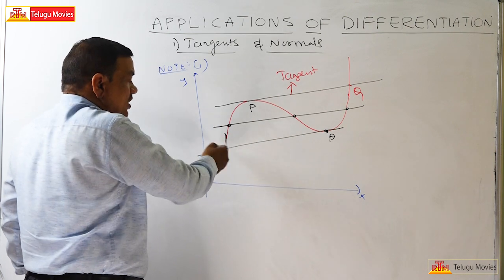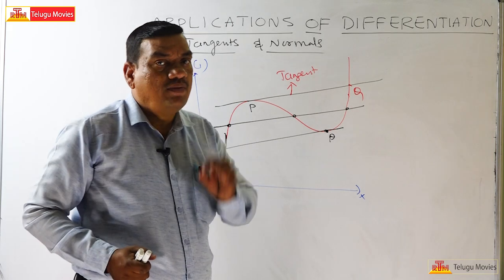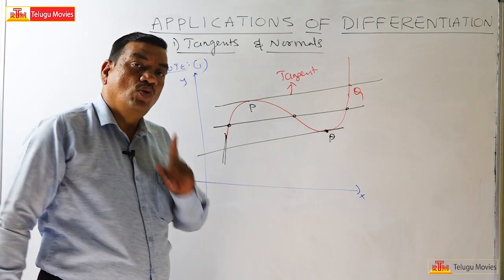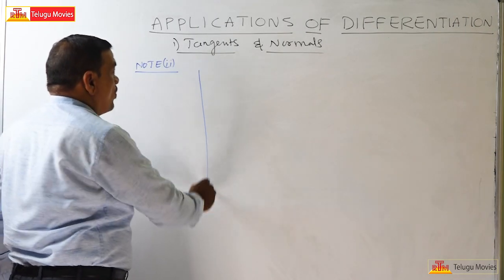It may intersect the curve again any number of times. Okay, now. So this is a very important point. I hope that you understand this point. Let us see one more very important note point here.